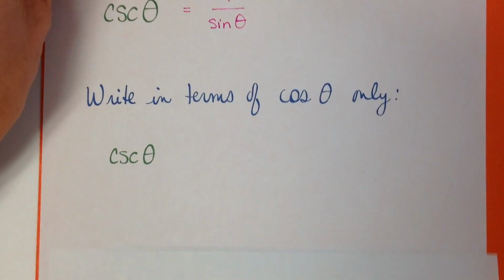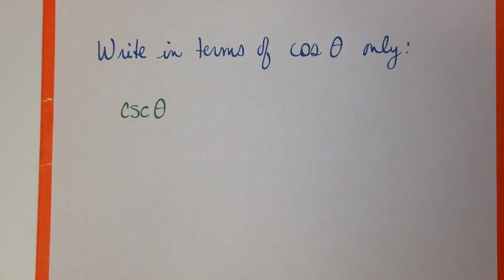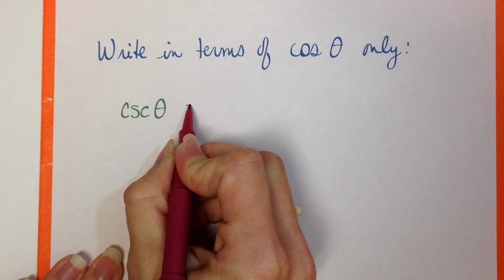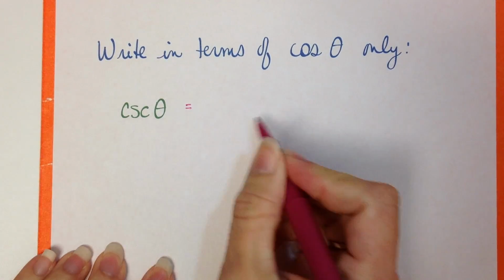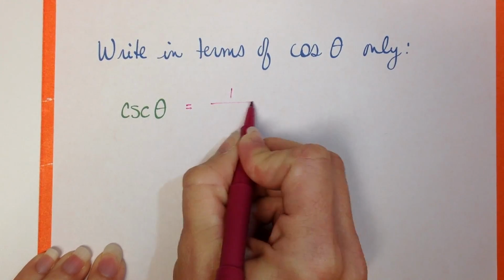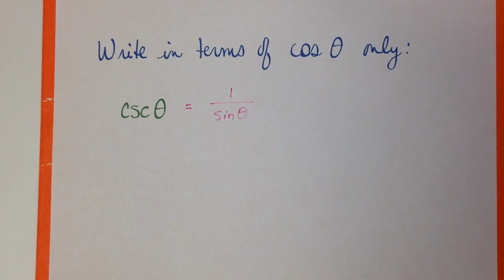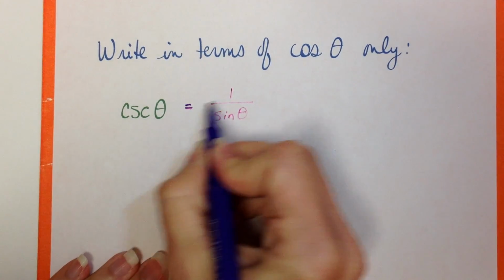Alright, the next one. Here you're told to write in terms of cosine theta only. Okay, so actually I'm starting out with cosecant again. What you can do in this case is start out the same way that I did just a minute ago, and let's take this to 1 divided by sine theta. Of course it's supposed to be in terms of cosine, so we're going to have to go another step here.